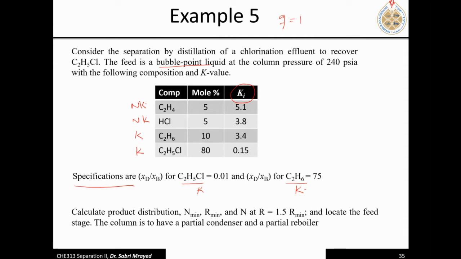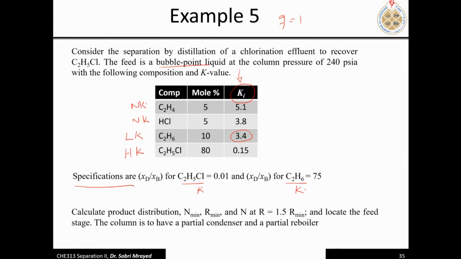The first three are light. Light non-key, light non-key, light key, then heavy key. Good. So based on the volatility, when you compare two components, you compare them with respect to these K values. Now you can see here 3.4 is higher than 0.15. So it means this one is light key and this is going to be heavy key.